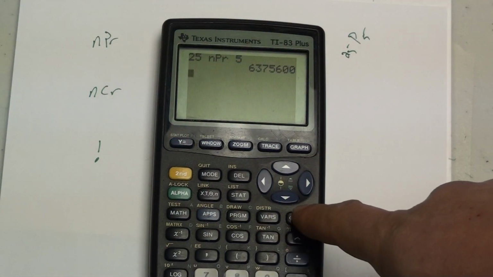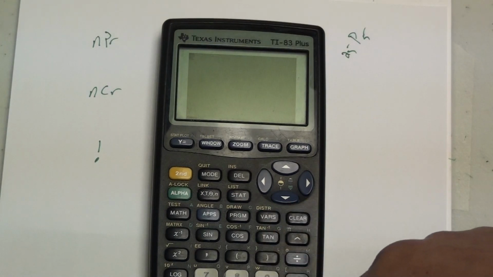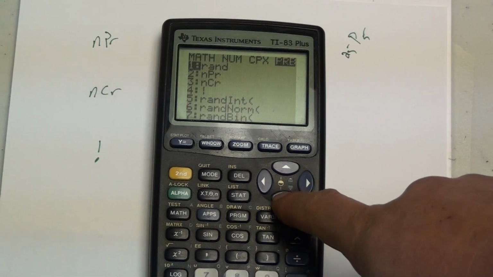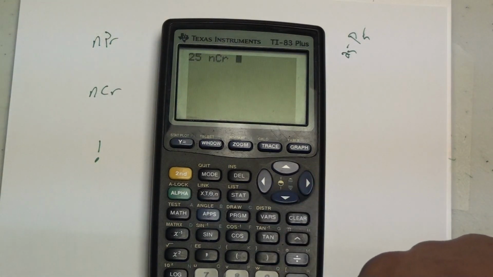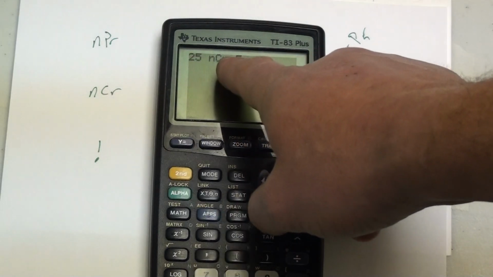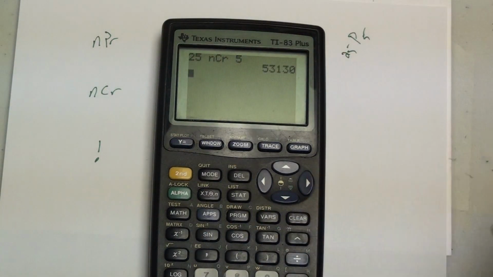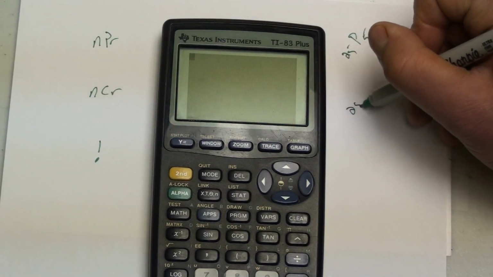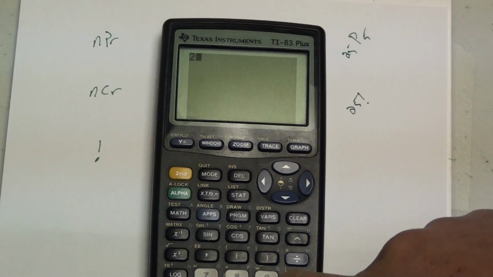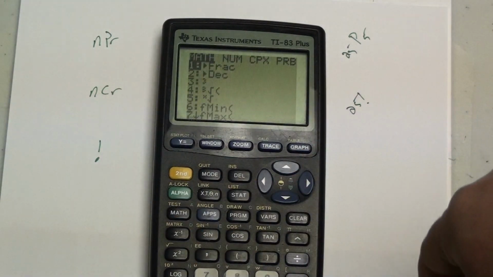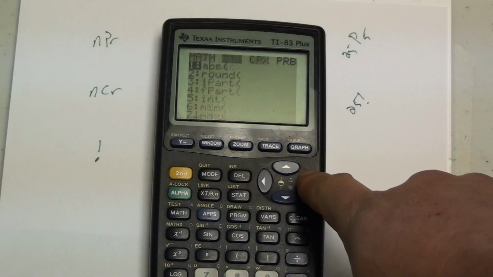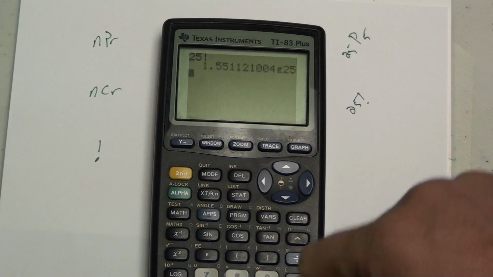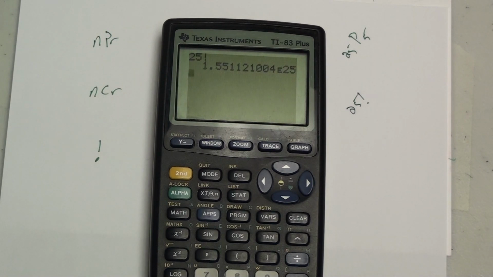If it was combinations or nCr, again, same thing, 25, Math, go across, PRB, down to nCr, hit 5. So now I have 25 choose 5, hit Enter, you get your answer. If it was simply 25 factorial, I would go 25, Math, everything's in the same location, go across to PRB, down to the exclamation mark, Enter, and you get your answer of 25 factorial.